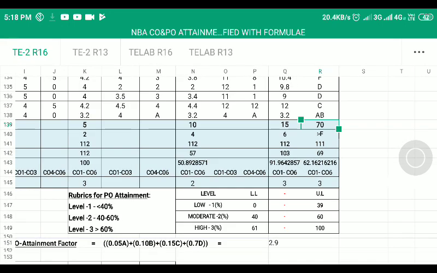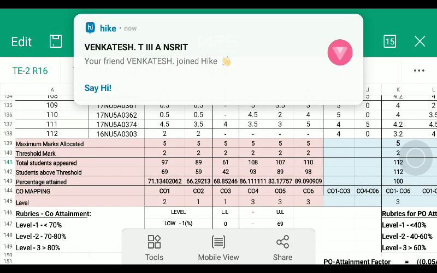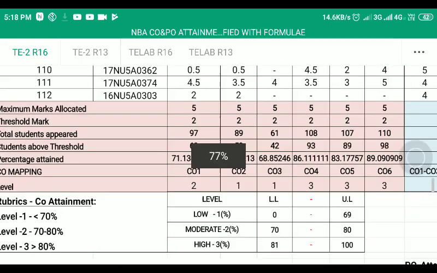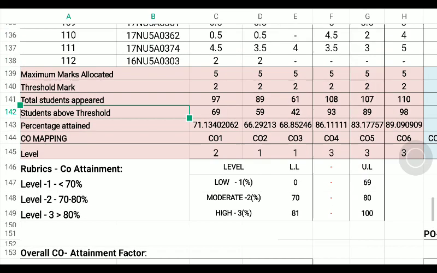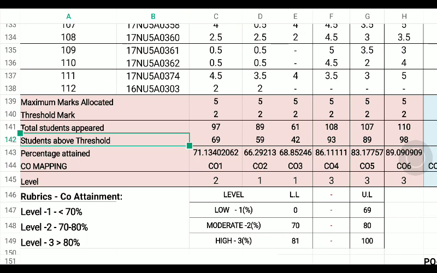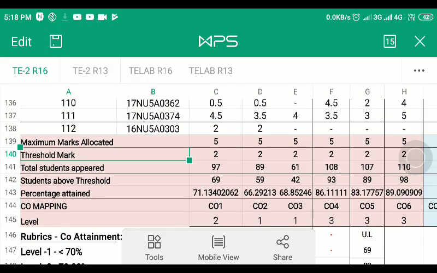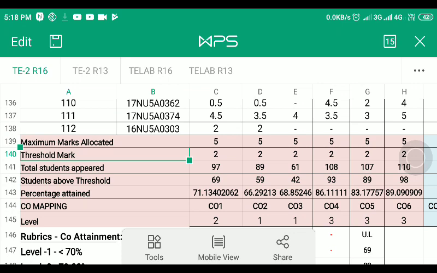So here you have to take threshold mark and total students appeared, students above threshold, and percentage attained, CO mapping and level. So maximum marks allotted you have to post here. Okay, I think this is the same for all, and threshold mark will also be calculated directly.